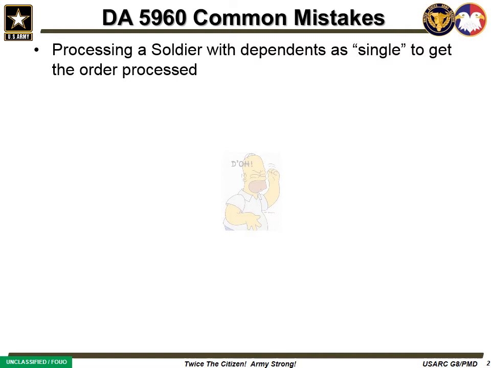This will result in an underpayment of BAH, and it may be many months after you process the DA Form 5960 for dependents before the soldier receives the remaining BAH, since the UPC will have to review and adjust the BAH payment. The correct procedure is to contact the soldier and explain that he or she will not receive pay until they provide their dependent documentation so you can create an accurate DA Form 5960.